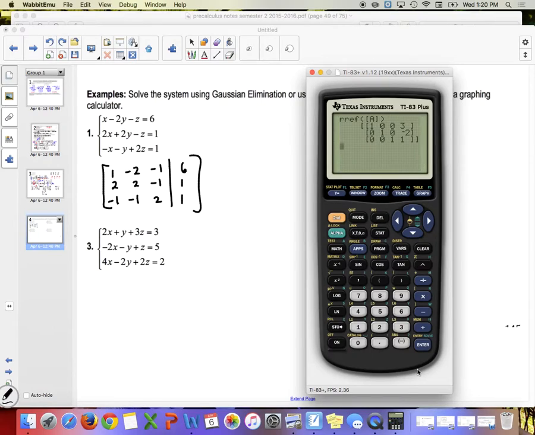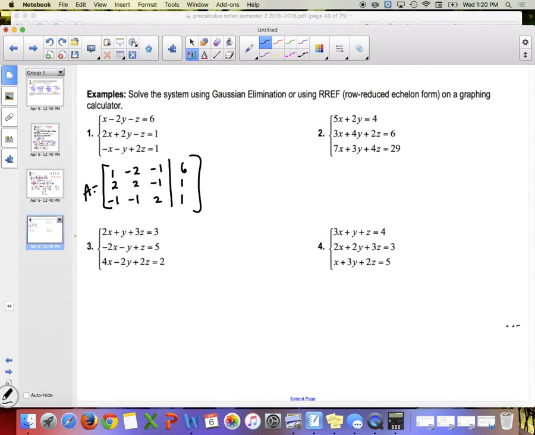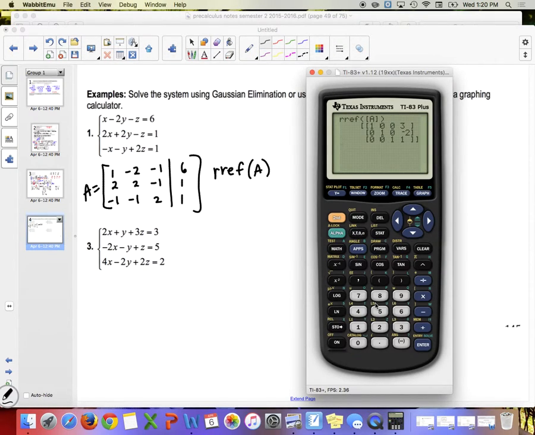Wait, how do we get to the RREF? It's under, so you do second matrix, you go over to math, and you keep arrowing down until you see RREF. So we put this in for A, and then we did RREF of matrix A. And when we did that, it gave us our answer. Isn't that so nice? Look at it. It tells us what we should have at the end of Gaussian elimination.